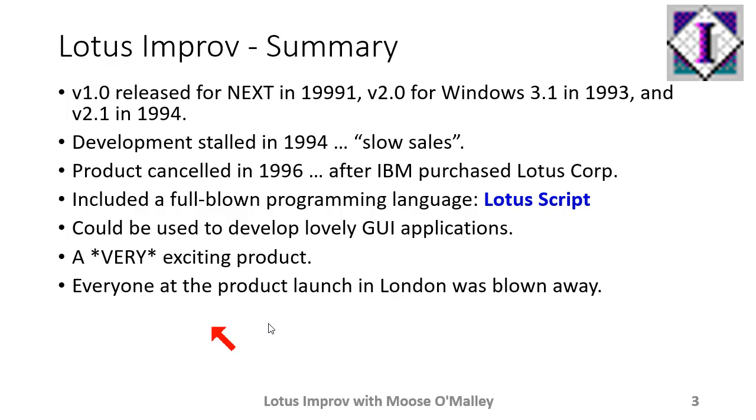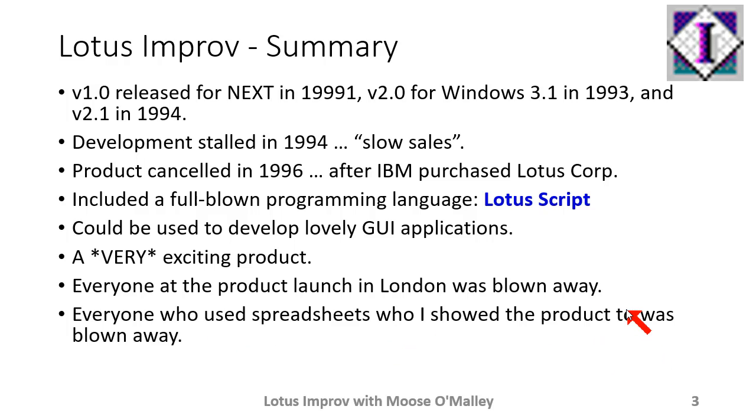Everyone at the product launch was blown away, and everyone I used spreadsheets who I showed the product to was also blown away. So in the intervening weeks and months and years that followed, I showed Improv to a lot of people, and everybody who saw it was completely blown away. I was so impressed at the launch, I bought 2 copies of Improv. I think they were £95 each. And I've still got them. They're both here on my shelf.